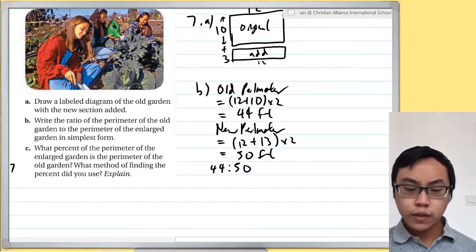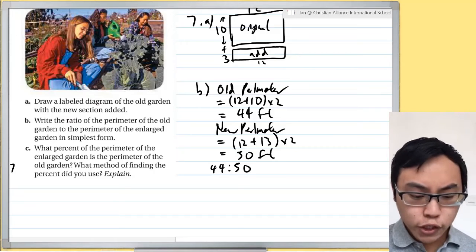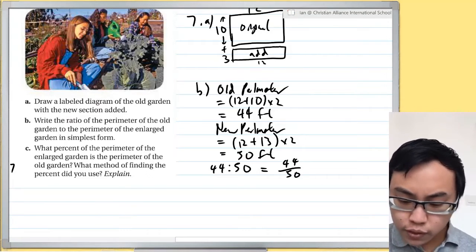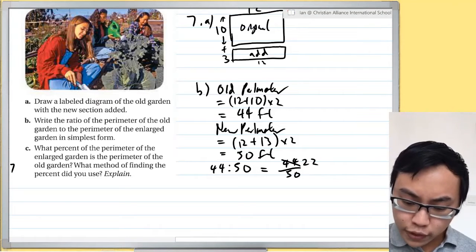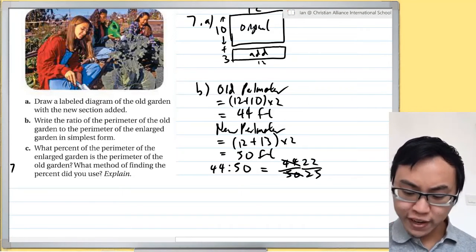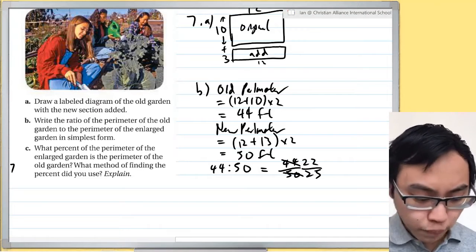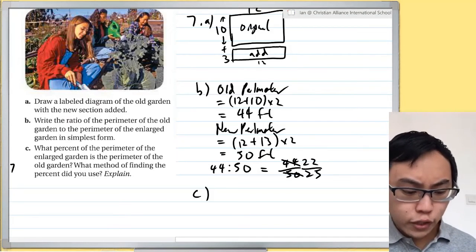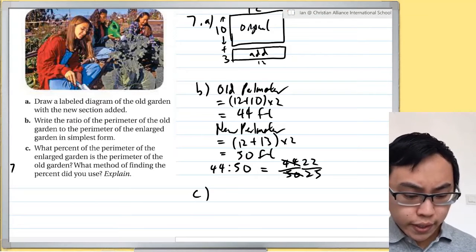Then we can write the ratio as a fraction instead. So that's 44 over 50. We can divide top and bottom by 2. That's 22 over 25, which is in simplest form. Then C, what percent of the perimeter of the enlarged garden is the perimeter of the old garden?